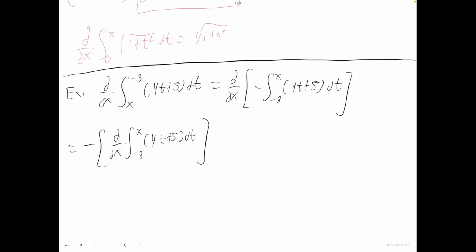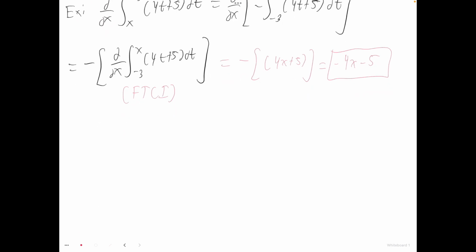And now we can use the Fundamental Theorem of Calculus Part 1 to take that derivative. So we get negative times 4x plus 5. Multiply the negative in, so we get negative 4x minus 5. And so that is our derivative. So when your x is in the bottom position, you first need to flip it so it's in the top position, and then you can apply the Fundamental Theorem of Calculus Part 1. We'll talk about Part 2 again in the future.